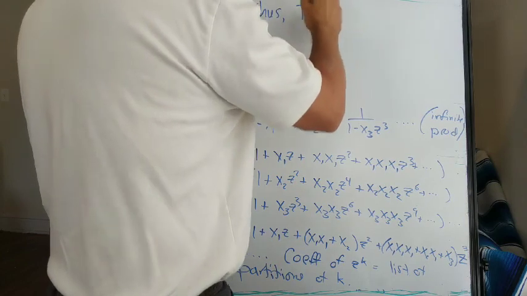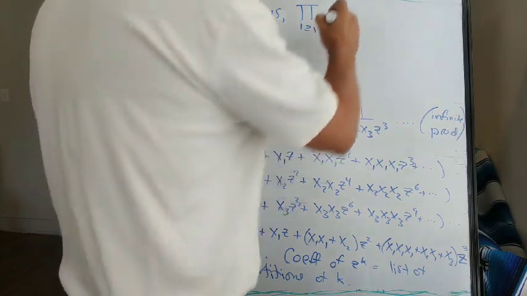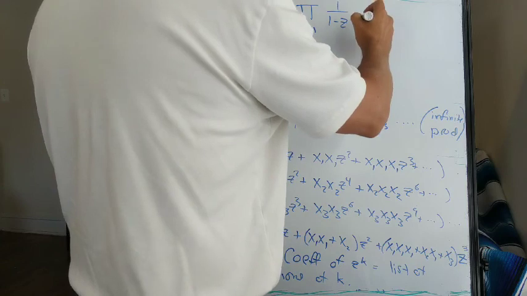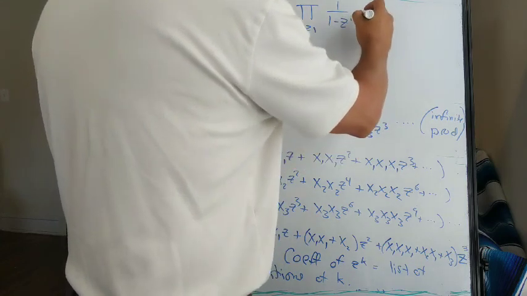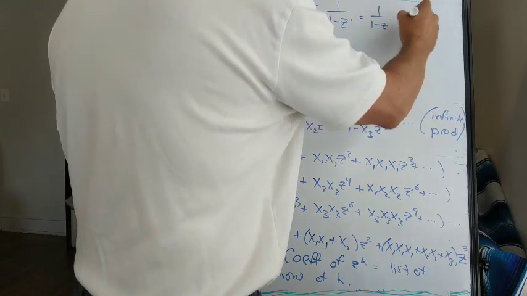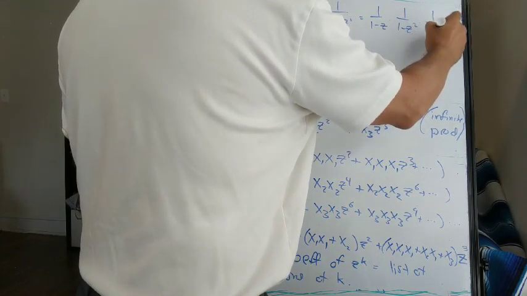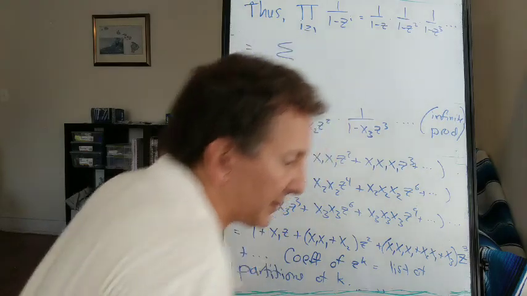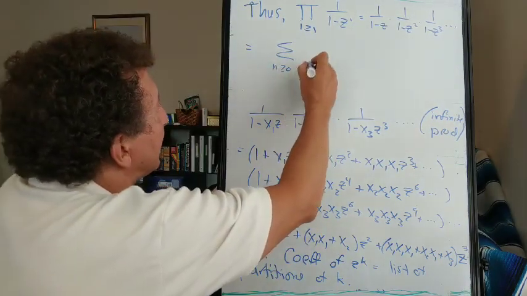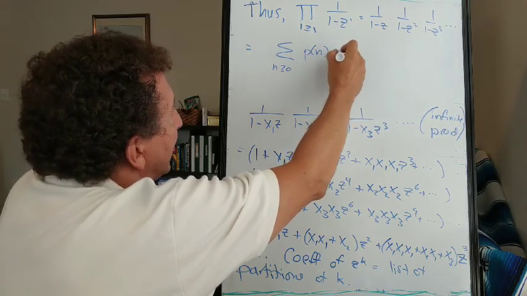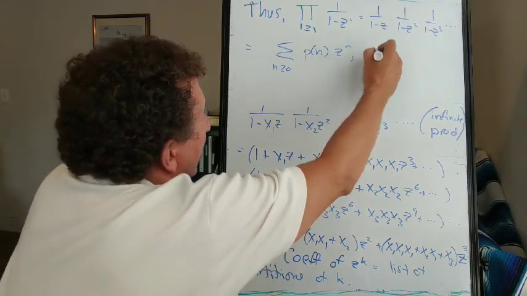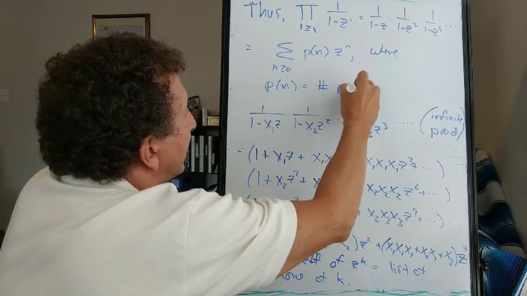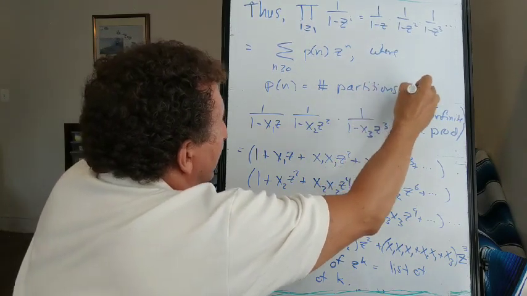So that means that if we take the product as i goes from 1 to infinity of 1 over 1 minus z to the i, so 1 over 1 minus z times 1 over 1 minus z squared times 1 over 1 minus z cubed, etc., that gives us a sum as n goes from 0 to infinity of, let's say, P_n z to the n, where P_n is the number of partitions of the integer n.